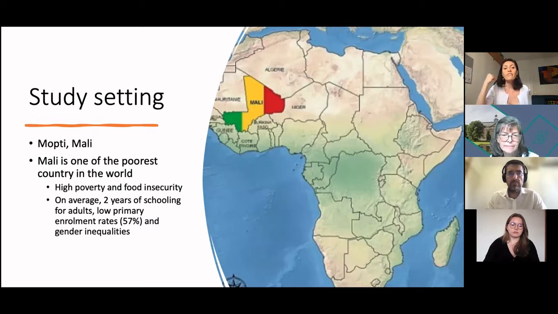And also we have very low educational outcomes, even by sub-Saharan African standards. For instance, on average, adults have only 2 years of schooling, and primary enrollment rates, which on average in the continent are around 80 to 90%, here are below 60%. So we have a really deprived context, with also gender inequalities in education.